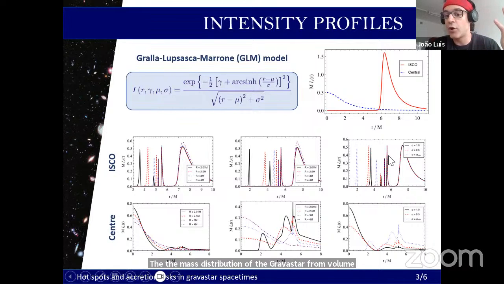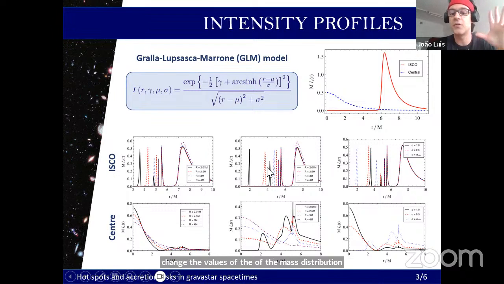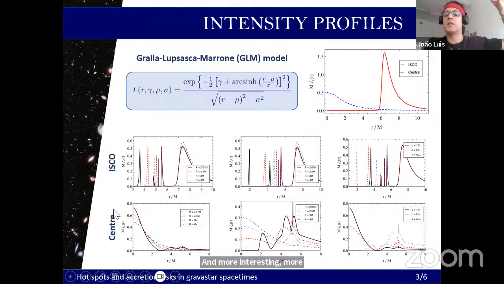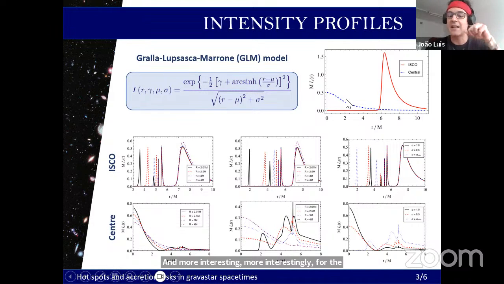And you see that the different contributions in the image, so you have the direct image, you have the light rings, and you have the secondary, change from place to place when you change the values of the mass distribution. And the same thing here: if you consider a fixed mass distribution and you change the radius of the gravastar, the contributions also change in the ISCO model. And more interestingly, for the central model, which remember is the one for which the intensity peaks at the center, you can change the mass distribution of the gravastar, and you can have completely different results.